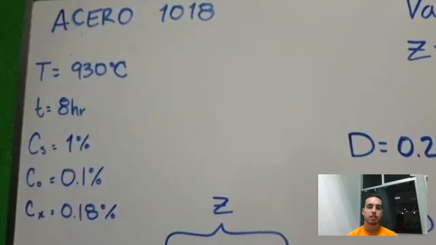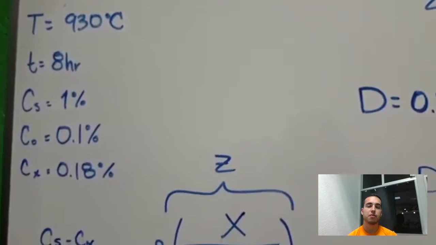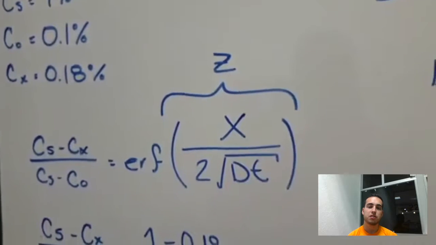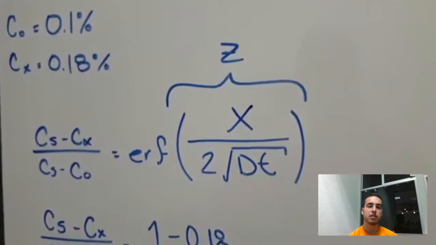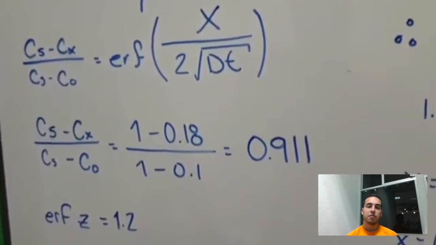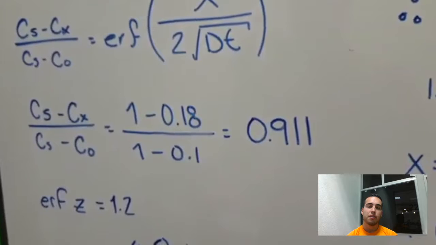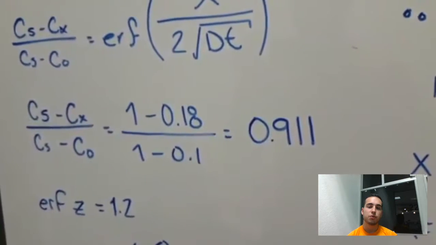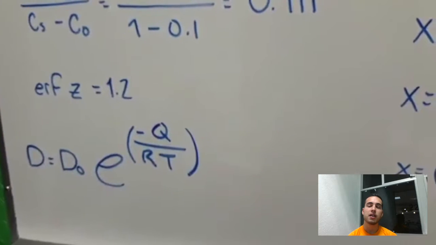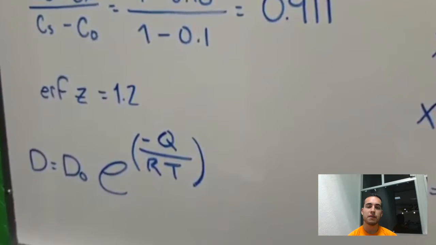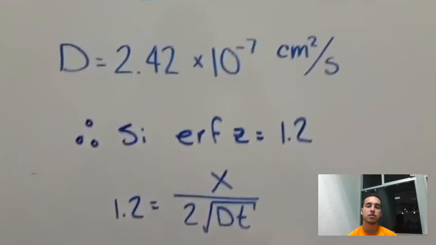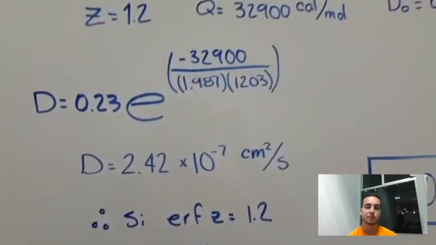To determine the depth of the carburized layer, we have all this data: time, temperature, and the concentrations of carbon on the surface, at the beginning, and at a point of the piece. This is the formula we're going to use, the error function, and we're going to solve using the concentrations, getting that it is 0.911, and from the tables we're going to get that Z equals 1.2.